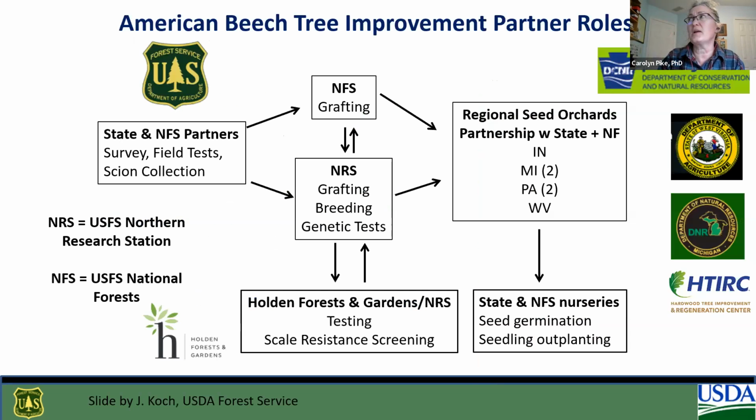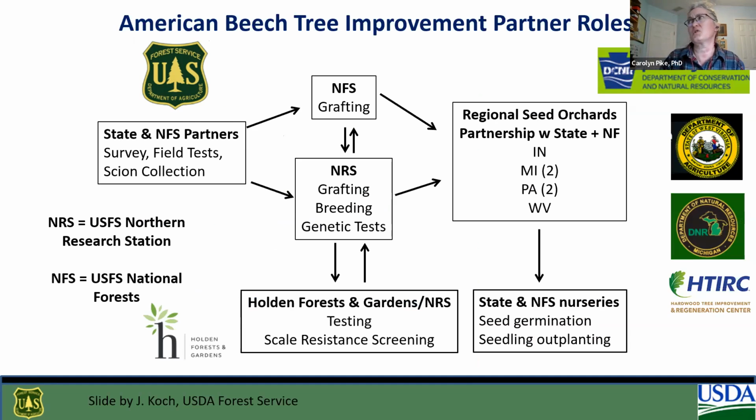So this is showing the American Beech Improvement Partner roles. So this is Jennifer Cook's work. On the left-hand side, state and NFS partners, that's National Forest System. They survey, they field test, they collect scion. The grafting happens at the National Forest System or at the Northern Research Station. Holden Forests and Gardens is also participating actively. I'll describe that program in a minute.